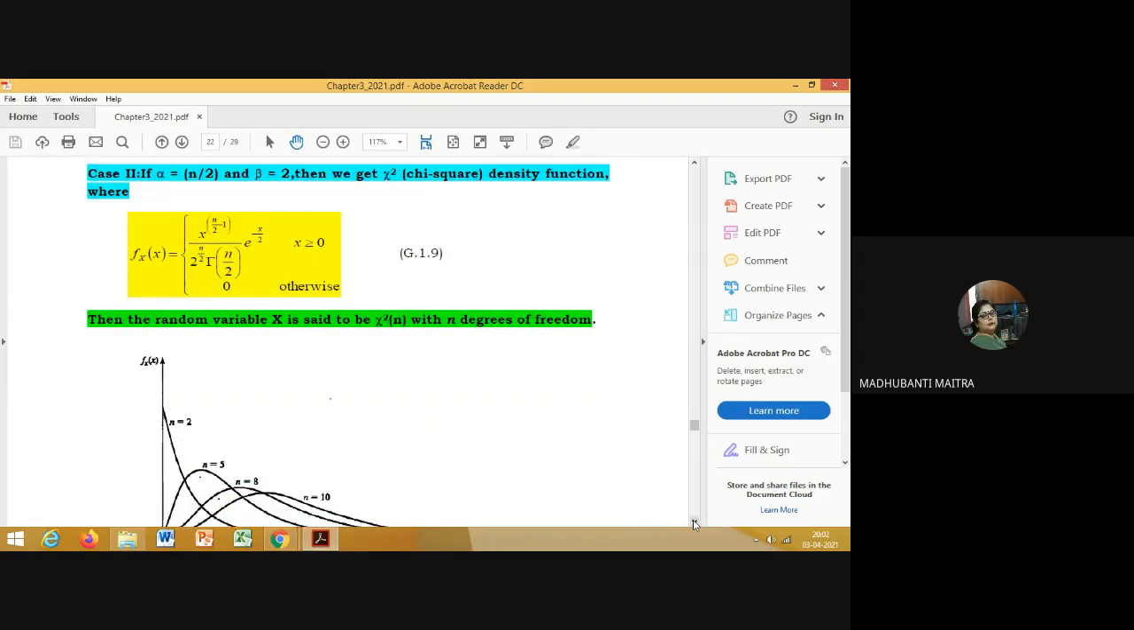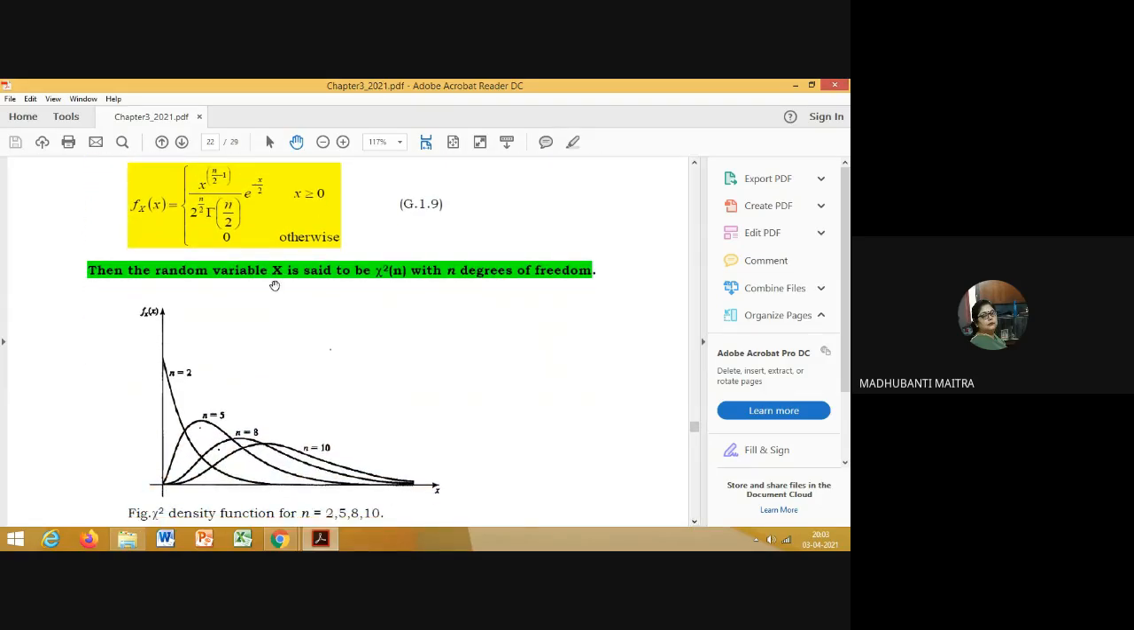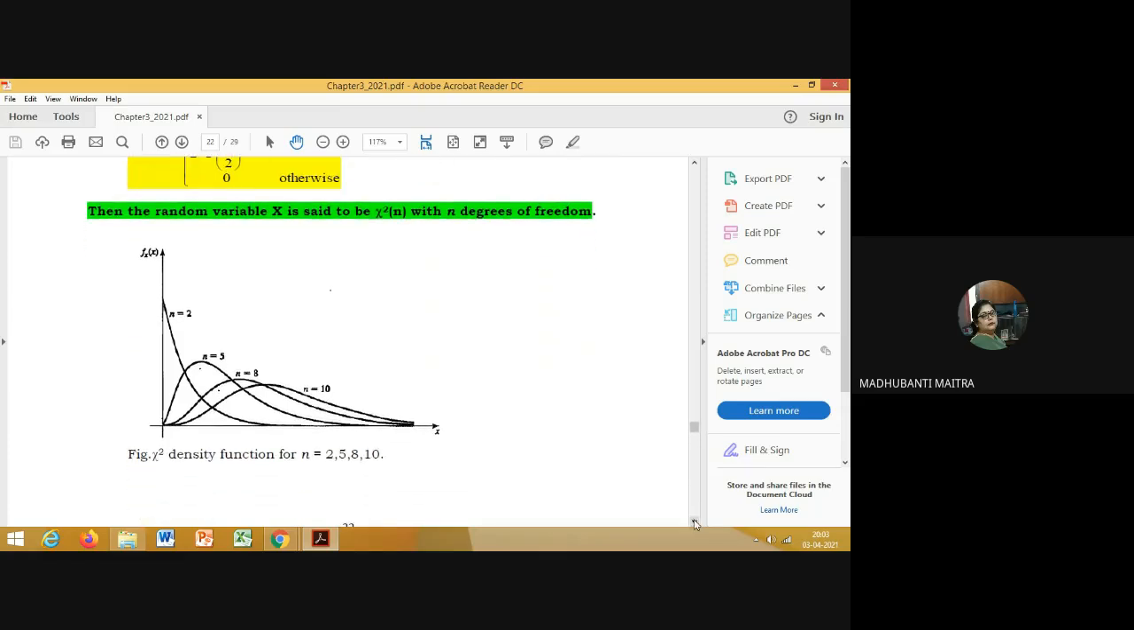And in this particular case, if alpha is substituted by n by 2, then we say that this chi-square density function is of degree n, or the random variable x is said to be chi-square distributed with n degrees of freedom. These are some of the chi-square distribution functions for different values of n. As you can see, n is equal to 2, 5, 8, 10, and so on and so forth.